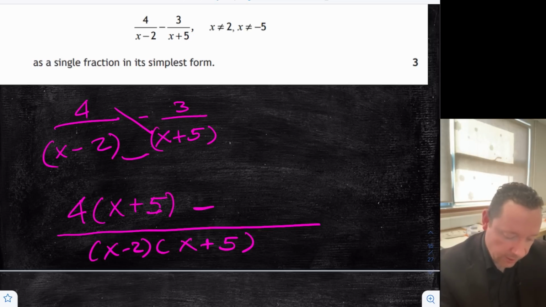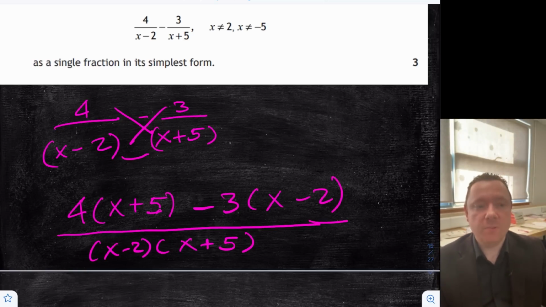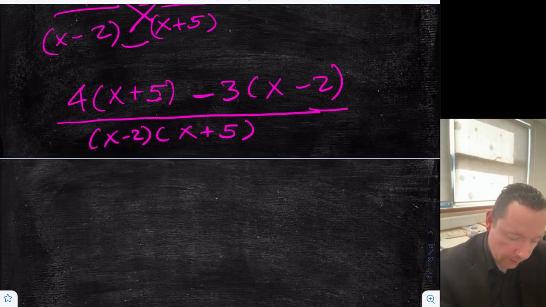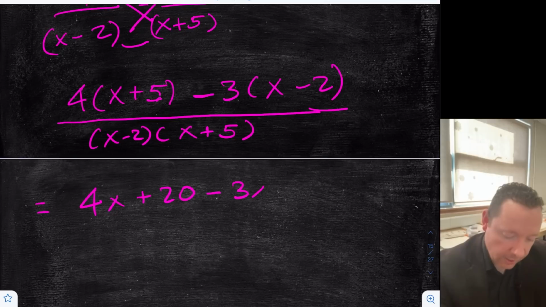Minus, because it says minus, 3x minus 2. And there's your fraction. So now you need to simplify that. So we're going to expand the top. So expanding the top, we get 4x plus 20, 4 times 5, minus 3x. And what's your minus times a minus? That gives you plus 6.